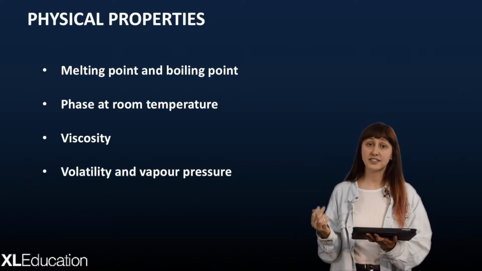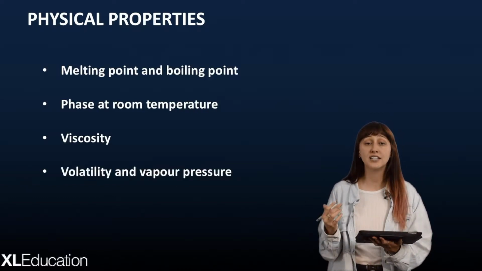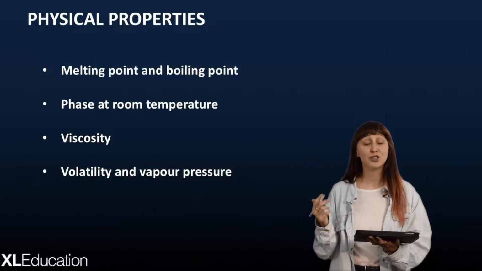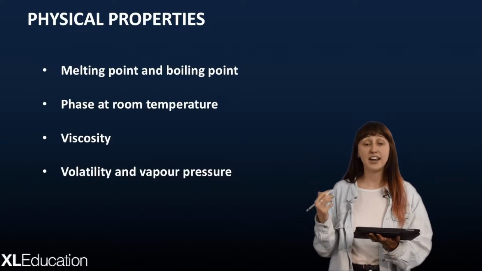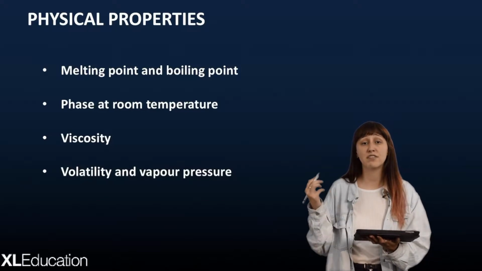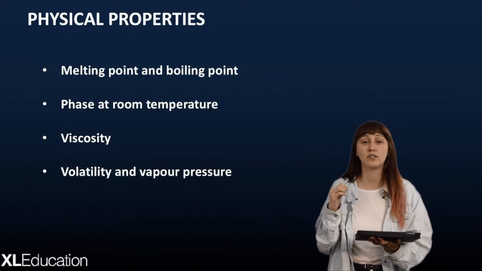Two other properties that are quite related are volatility and vapor pressure. So volatility is how easily a compound will evaporate, and vapor pressure is the pressure that the vapor phase will exert on the surface of a liquid. So if a compound is very volatile, there will be a lot of molecules in the vapor phase, and as a result there will be a higher vapor pressure.